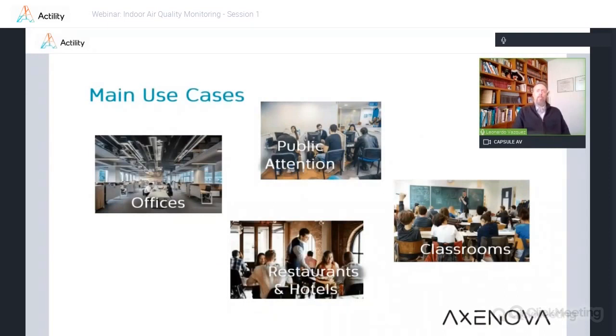Main use cases are clear. Offices or indoor places where few people work together, public attention points, classrooms, hotels, restaurants. This is a new solution, but we are receiving a lot of requests. We are working with several educational institutions in Argentina. We are currently working with a government agency to cover all the schools in a large district. We are working with clients in Chile and Uruguay. We can begin to work with customers in Italy, and the list continues.